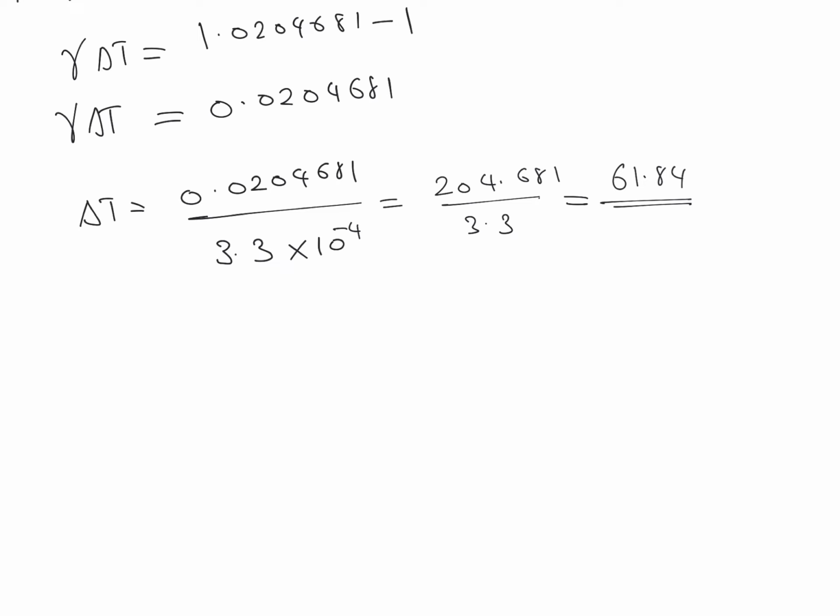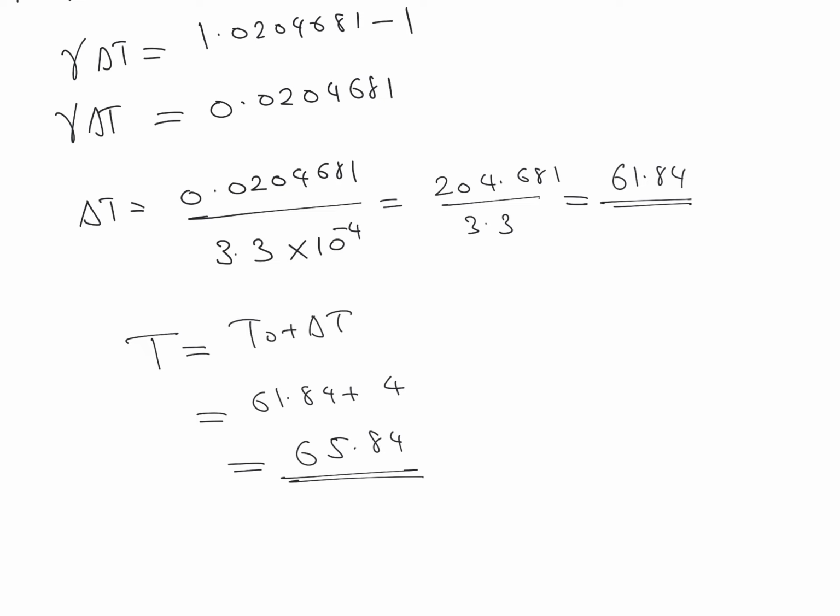So delta t is this much, and we can find the final temperature, that is the initial temperature plus the change in temperature. The change in temperature is 61.84 and the initial temperature is 4, so you will get the answer as around 65.85. This is a more accurate value as compared to the initial calculation.